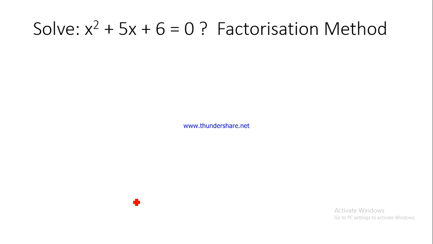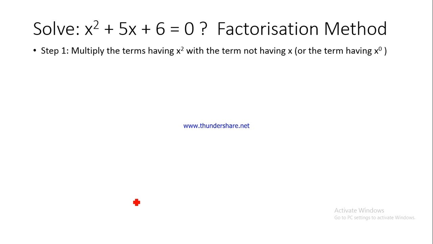Now, what is the meaning of solving an equation? Meaning of solving an equation is you have to find out the value of x, and since it is a quadratic equation, there would be two values which would satisfy x, and you will have to find out the two values. So if somebody tells you solve x square plus 5x plus 6, what he means is that you should solve the question and find out the value of x. So the first thing that you have to do is multiply the term having x square with the term not having x, or the term having x naught.